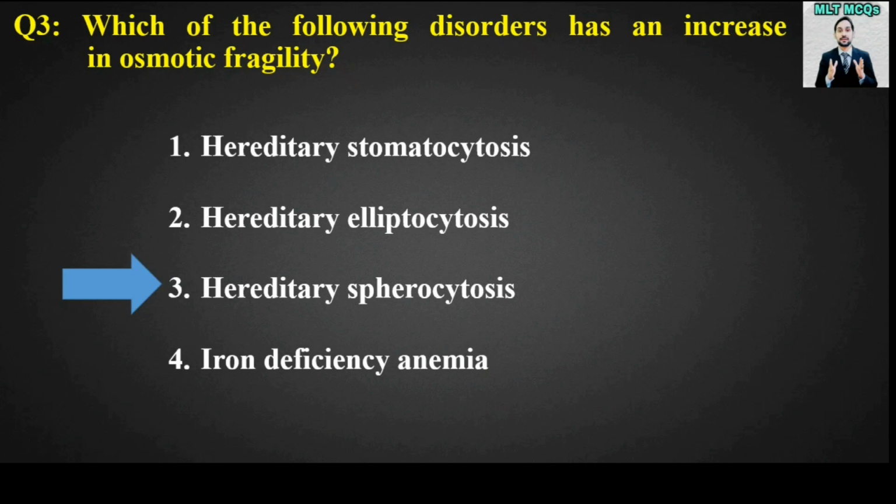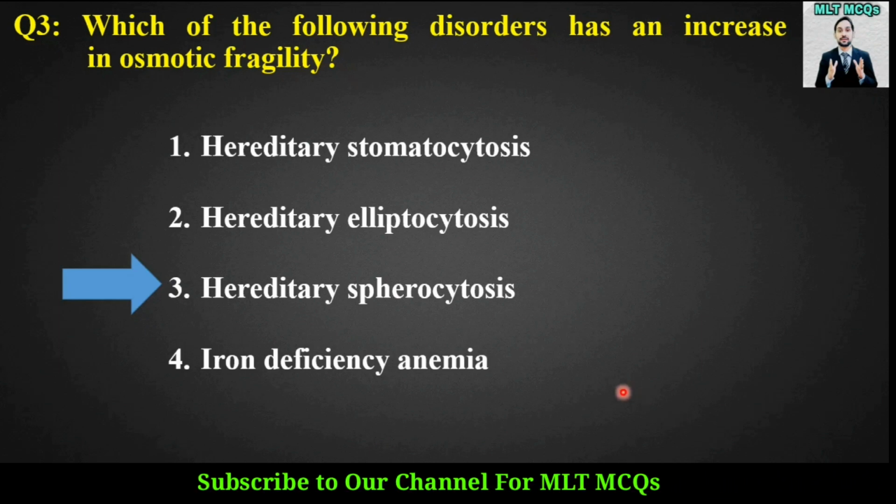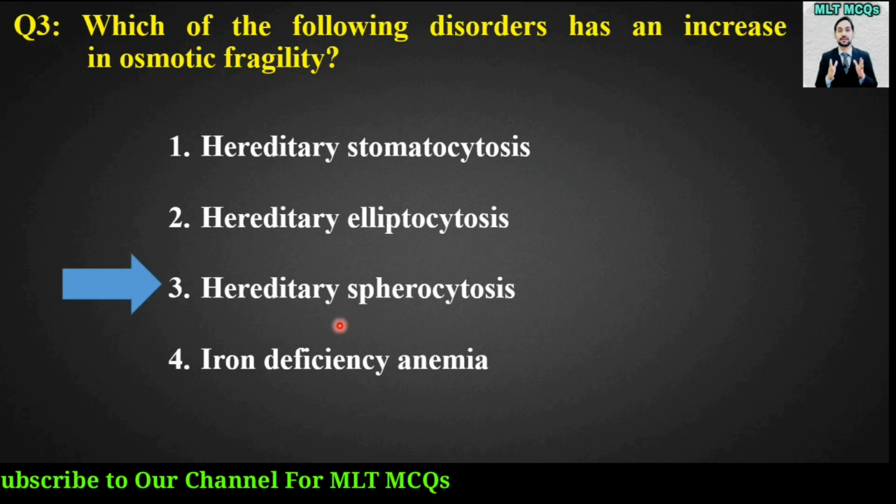So spherocytic cells have decreased tolerance to swelling and therefore hemolyze at a higher concentration of sodium salt compared with normal red cells. So the right option for this MCQ is hereditary spherocytosis.